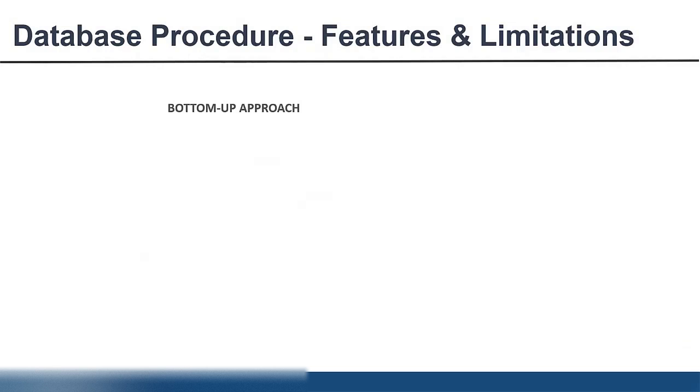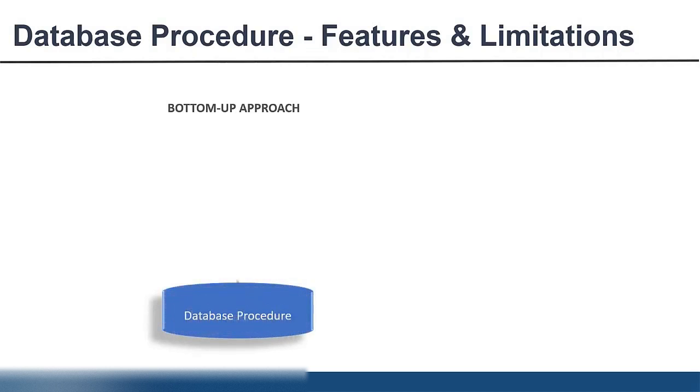SAP has come up with the next code pushdown technique, that is database procedure. How it works? You create a database procedure in HANA database and then you create a proxy in ABAP layer. The way you work with modeling view, similarly you work with database procedure also. In case of modeling view, you create a modeling view in HANA database and then you create a proxy in ABAP layer. Similarly, you create a database procedure in HANA database, and if you want to consume it in ABAP side, you have to create a proxy for that.